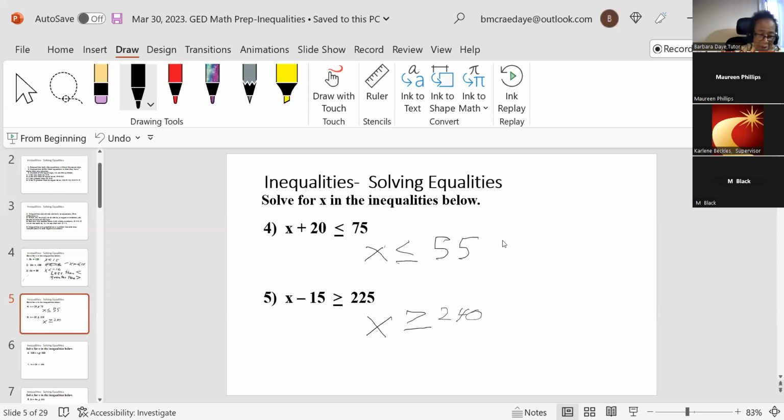240. There you go. Now, Mercedes, you said subtract, but you still have a minus 15 on the left. So you still will have a constant on the left. You've got to add it so that the minus 15 and plus 15 goes to 0. Got it? Yes.